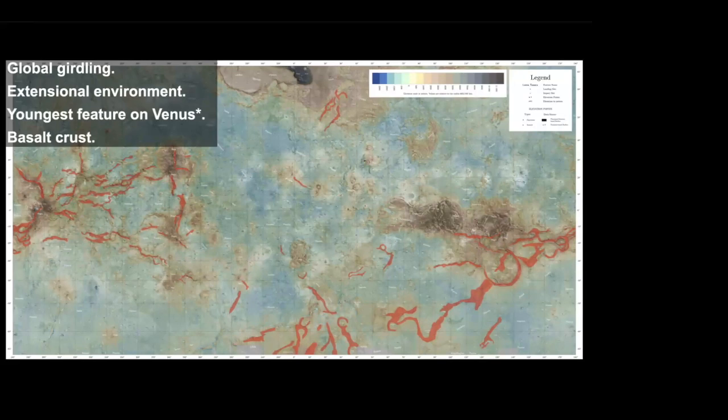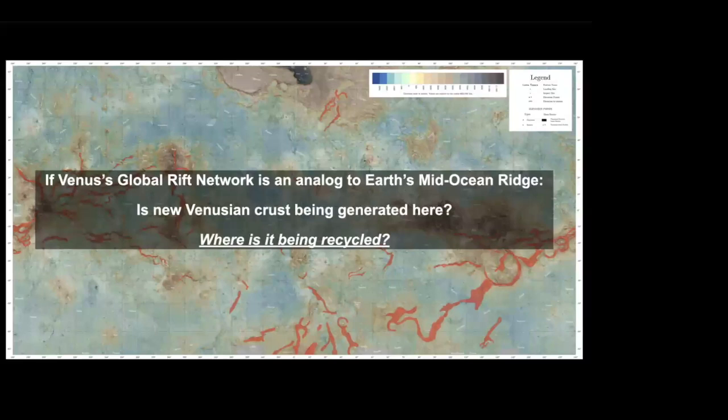So if you are generating new crust here, then it's got to be balanced out somewhere, but we don't know where, and we don't know how, if this is where new crust is being generated. So that was the question that I really wanted to answer: if you tried to do a mid-ocean ridge on Venus, would it end up just looking like this global rift network, or is that not a good analogy at all? And so that also brings to the question of where is new crust being generated? And also really importantly, if it is being generated there, where is it being recycled to?